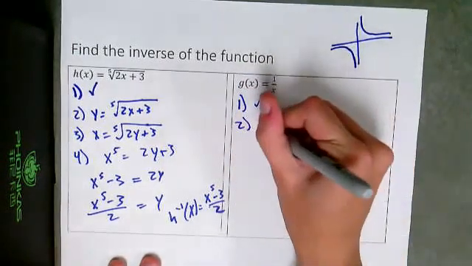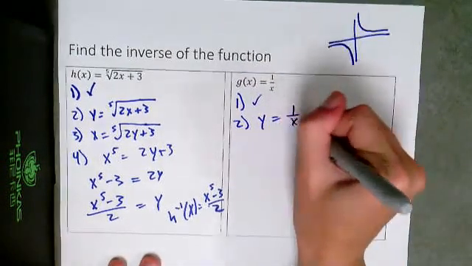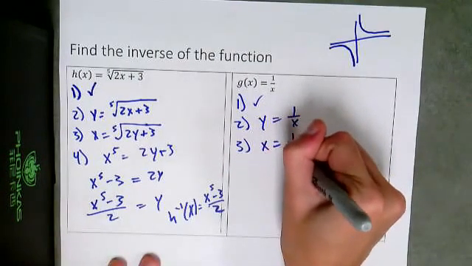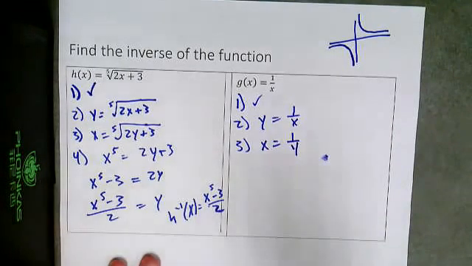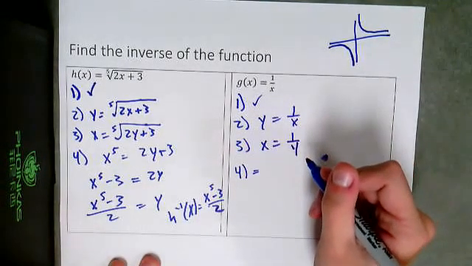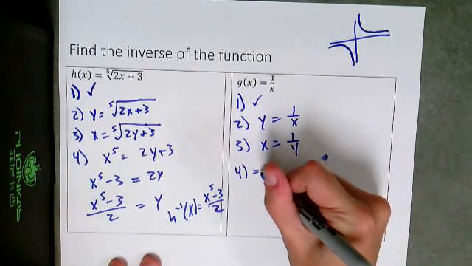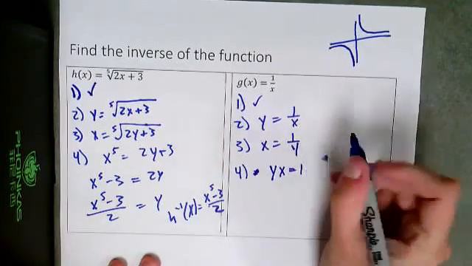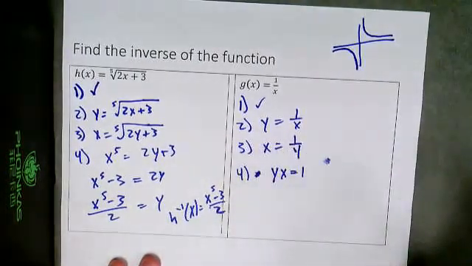Step two, y is equal to 1 over x. Swap the variables. And now solve for y. So we have yx is equal to 1 if you multiply this by y on both sides.